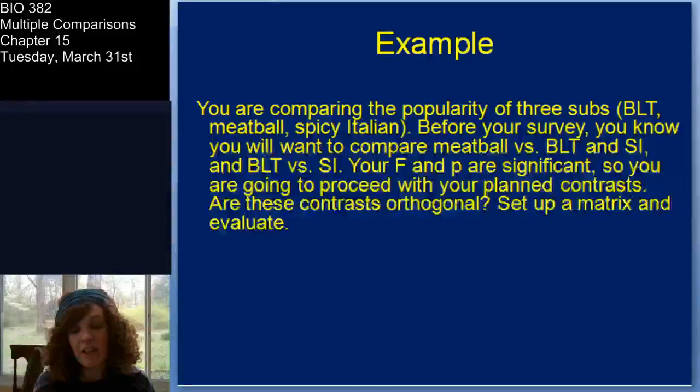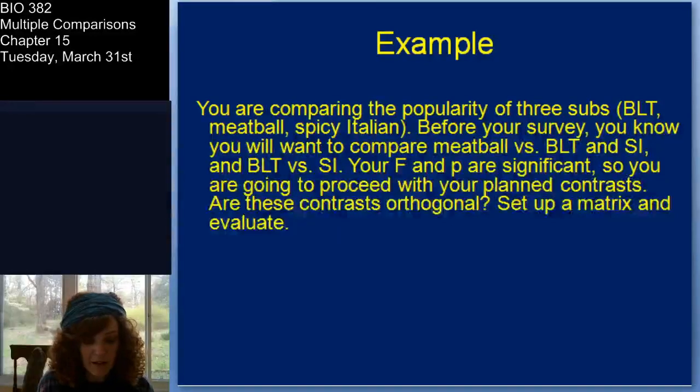The BLT, meatball, and spicy Italian. Before your survey, so this is beforehand, you know you're going to be interested in certain contrasts. And there are certain ones you're just not going to care about. That is the case where you will do planned comparisons. So you know you want to compare meatball versus BLT and spicy Italian, and BLT versus spicy Italian.